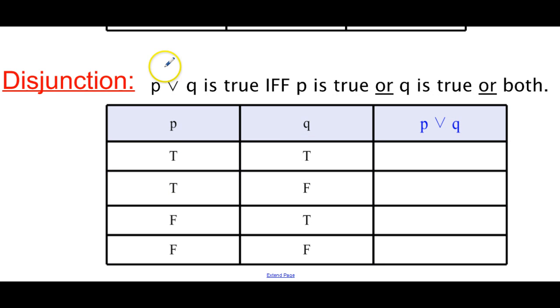Disjunction is P or Q is true if and only if P is true or Q is true or both, right? So at least one of them has to be true, and the first three are true, and the last one is false, right? At least one of these has to be true, these are both false, so it has to be false.